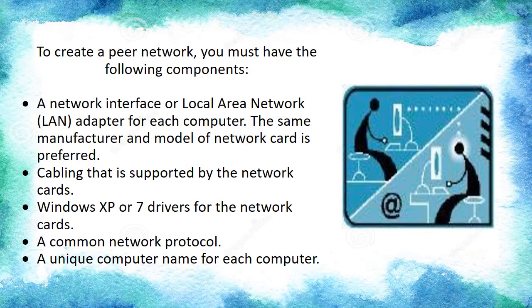Okay, so to create a peer network, you must have the following components. First is a network interface, or local area network or LAN adapter, for each computer. The same manufacturer and model of network card is preferred. Then cabling that is supported by the network cards. Then Windows XP or 7 drivers for the network cards. Then a common network protocol and a unique computer name for each computer.